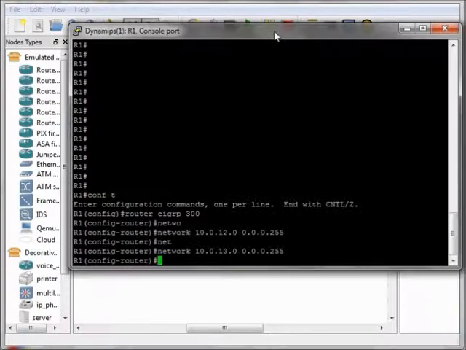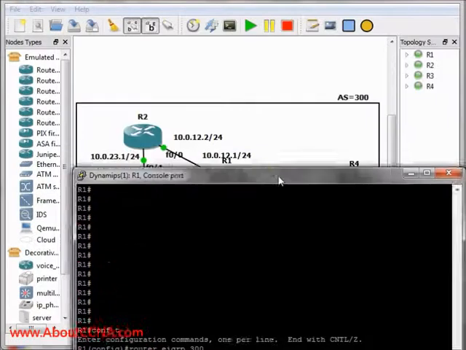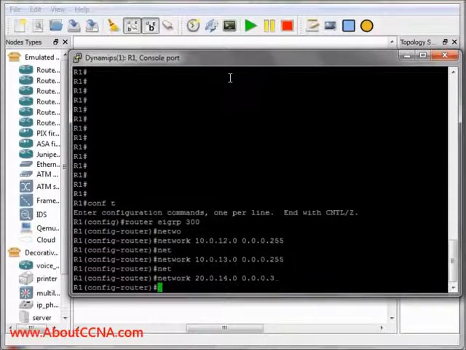20.0.14.0/30. 20.0.14.0/30 means that the subnet mask is 255.255.255.252. This means that the wildcard mask is 0.0.0.3. Then no auto-summary.